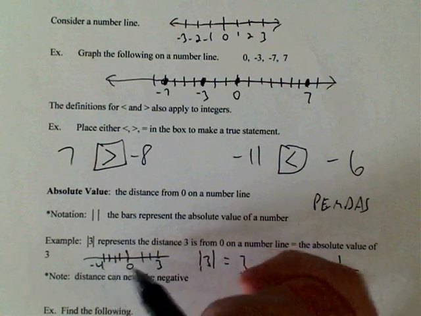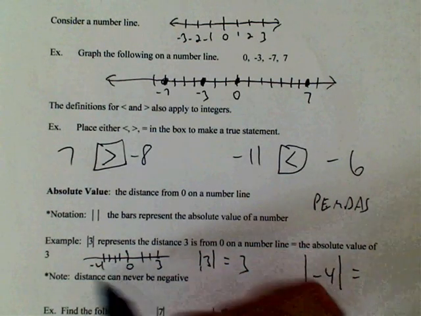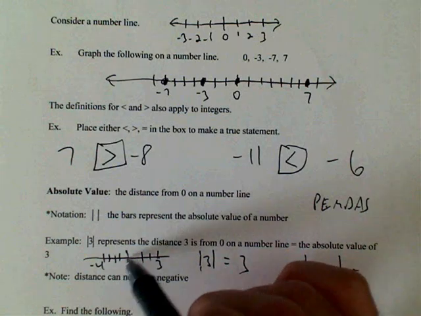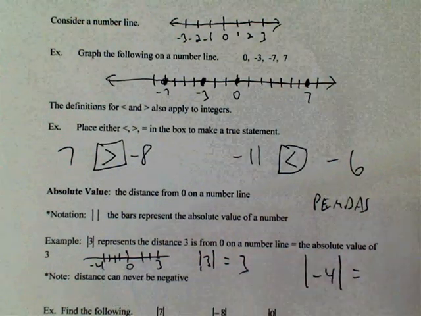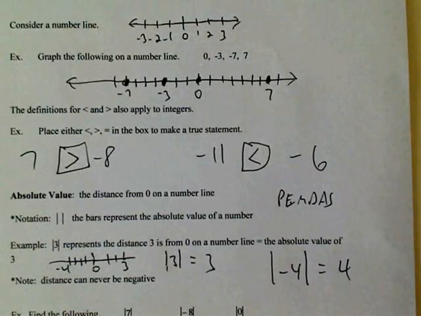How far away is 0 from negative 4, or negative 4 from 0? It doesn't matter which way you go. 1, 2, 3, 4. It's 4 places away, so it's 4. Absolute value of negative 4 is 4.